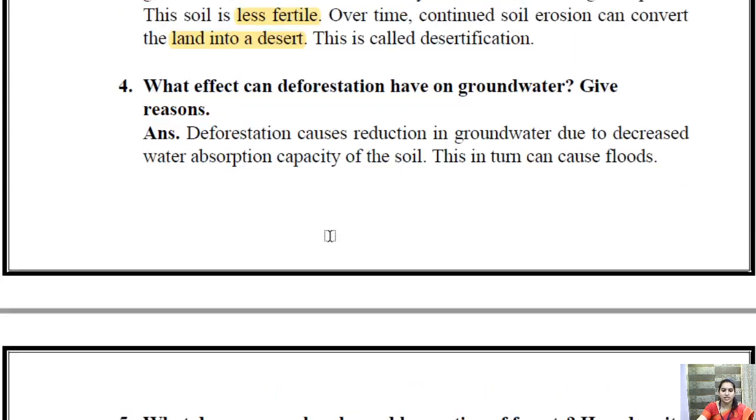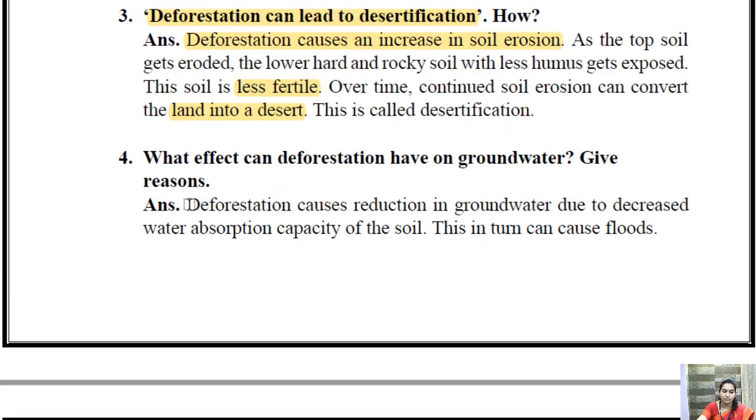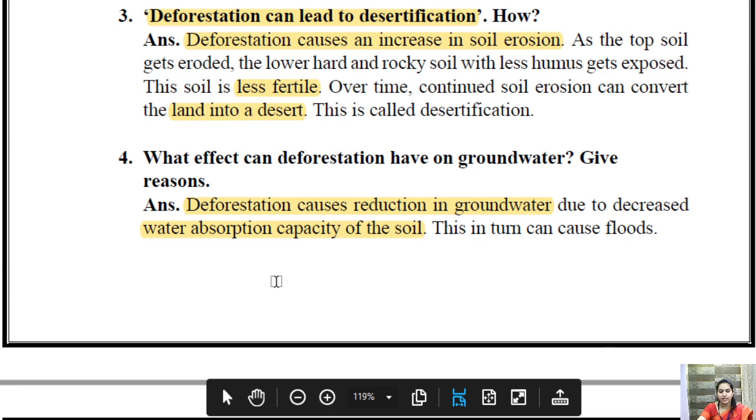Okay, so let's see what is written. Deforestation causes reduction in groundwater due to decrease in water absorption capacity of the soil. So due to decreased water absorption capacity of soil, the groundwater will not be maintained and the flood can occur or accumulation of water can occur. So this is the reason. Okay.